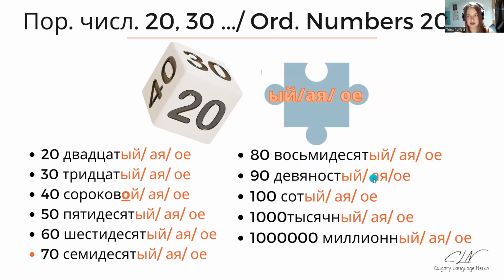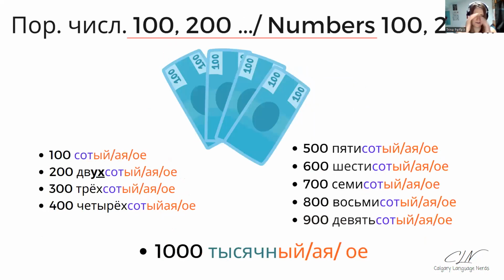90th. И потом сотый, like from 100, сотый, сотая, сотое, тысячный, тысячная, тысячное, и миллионный, new vocabulary here, миллион, миллионный, миллионная, миллионное. All right, let's move on to the next one.